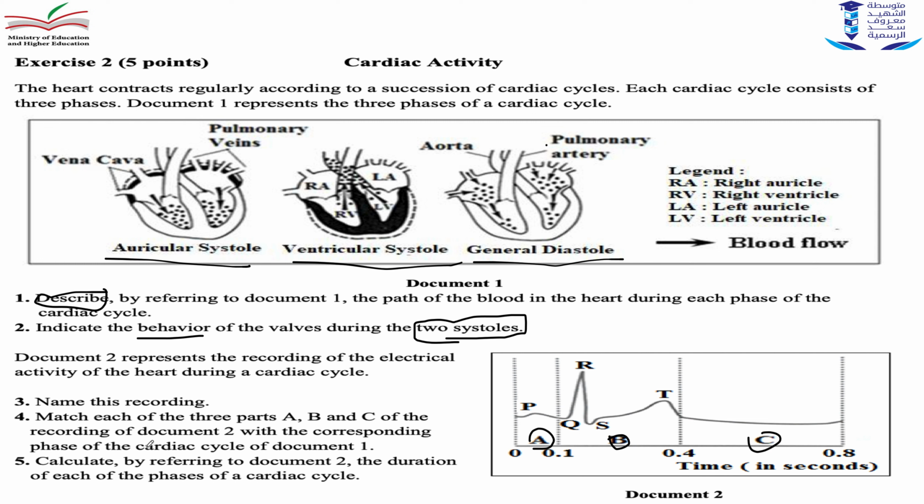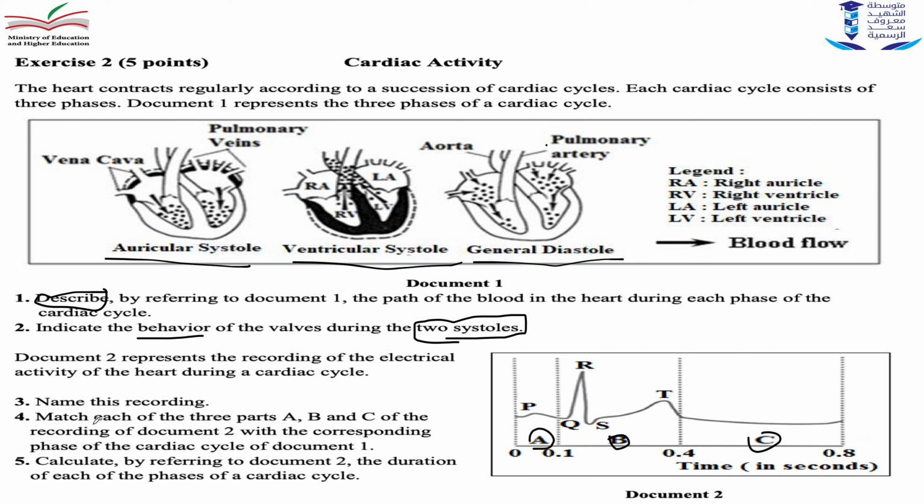With the corresponding phase of the cardiac cycle of document 1: auricular systole, ventricular systole, general diastole. Because here we have 0.1 second duration and also we have wave P only, A corresponds to auricular systole. B corresponds to ventricular systole due to the presence of waves Q, R, S, T, and C corresponds to general diastole due to the absence of electrical activity.